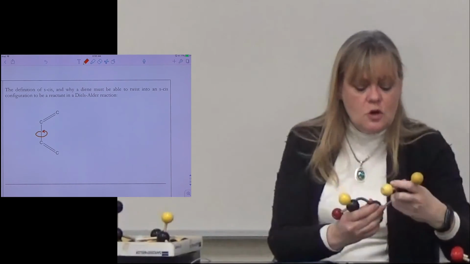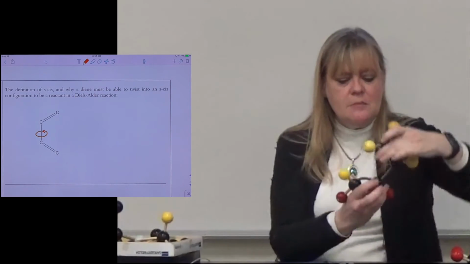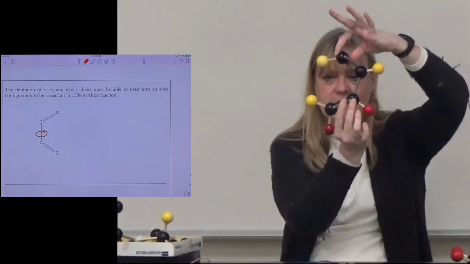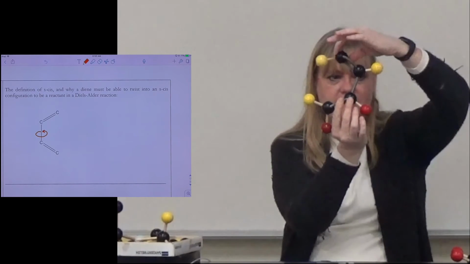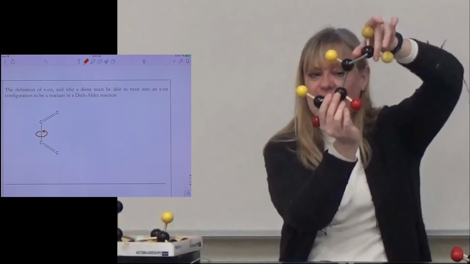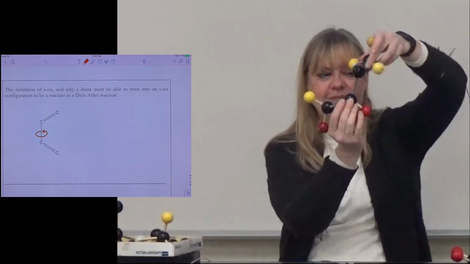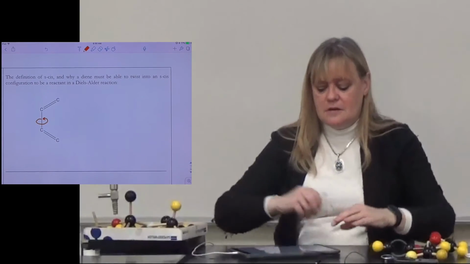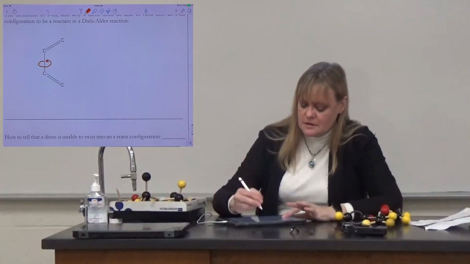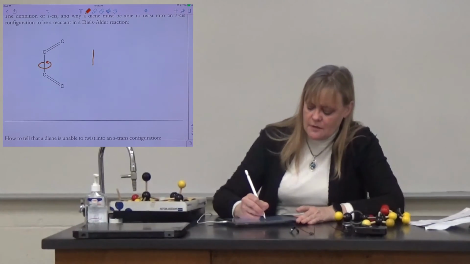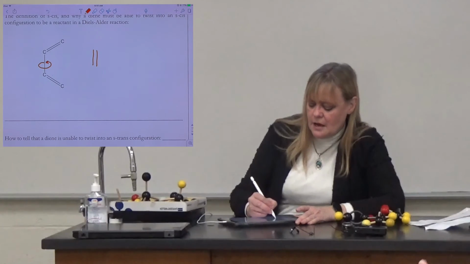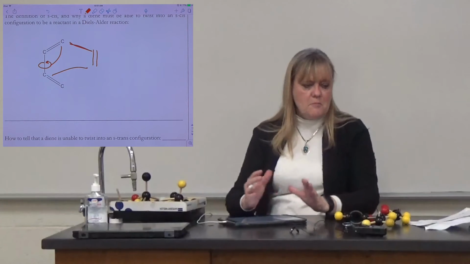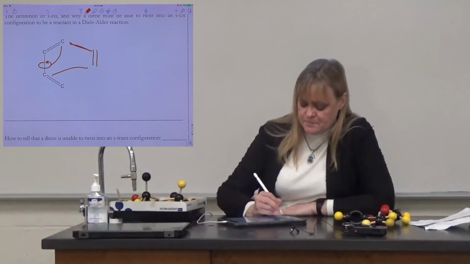Okay? So why does it have to be able to get into this configuration for it to work in a Diels-Alder reaction? Make a ring the other way. Yeah, this is not going to close into a ring, right? So it has to be able to get into this configuration. Because if you have your dienophile over here, you have to be able to close the ring that way.